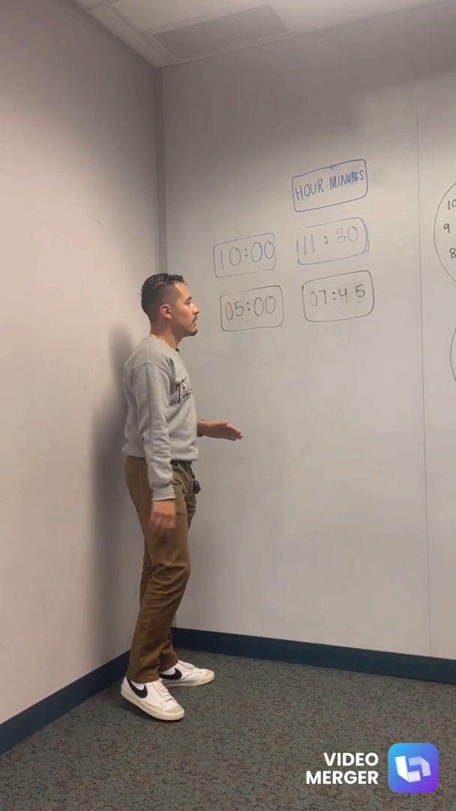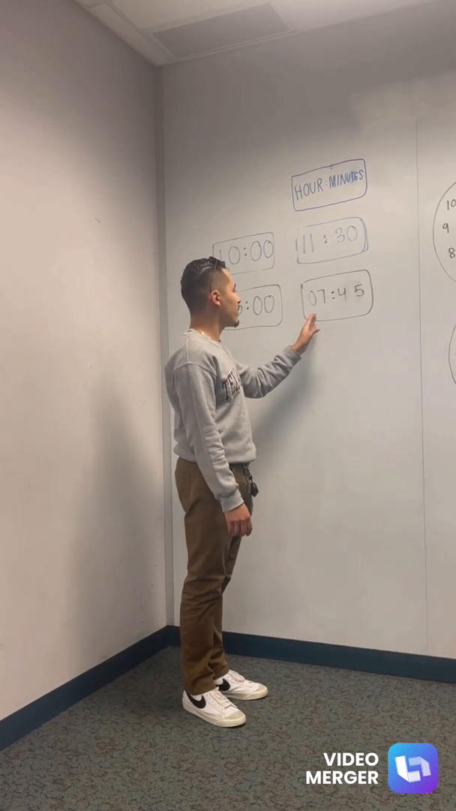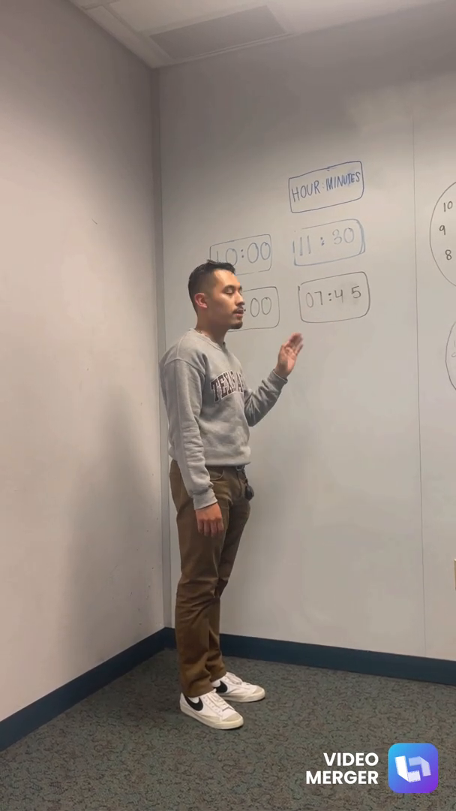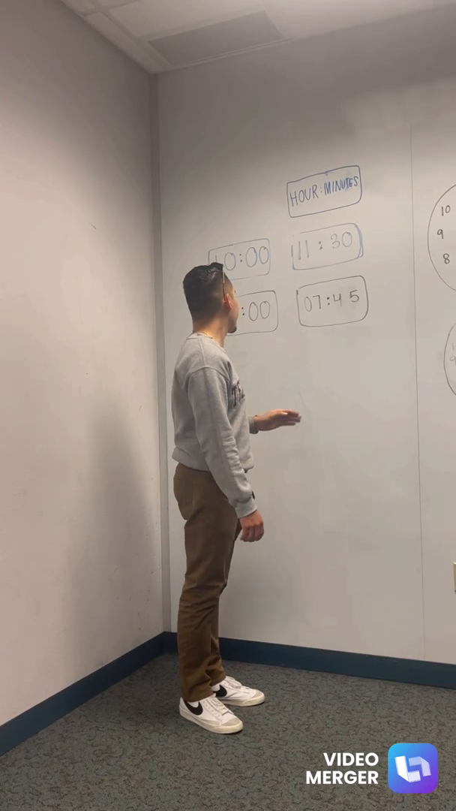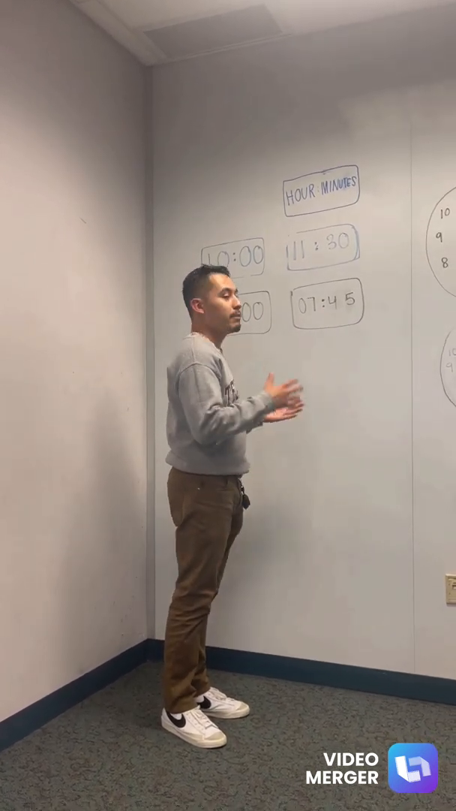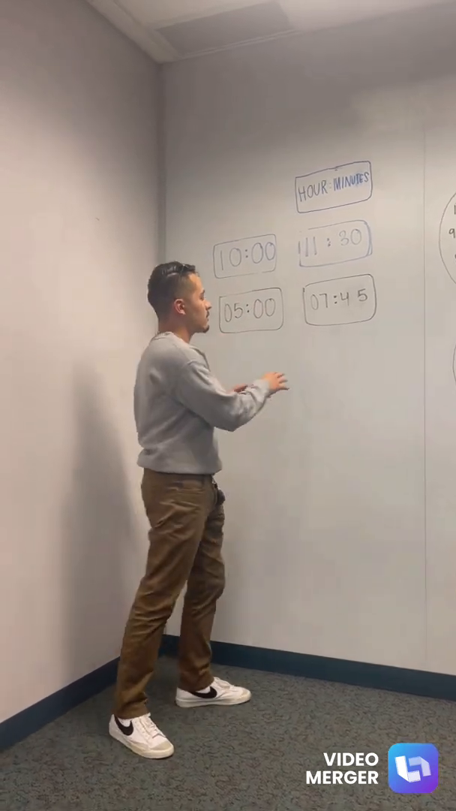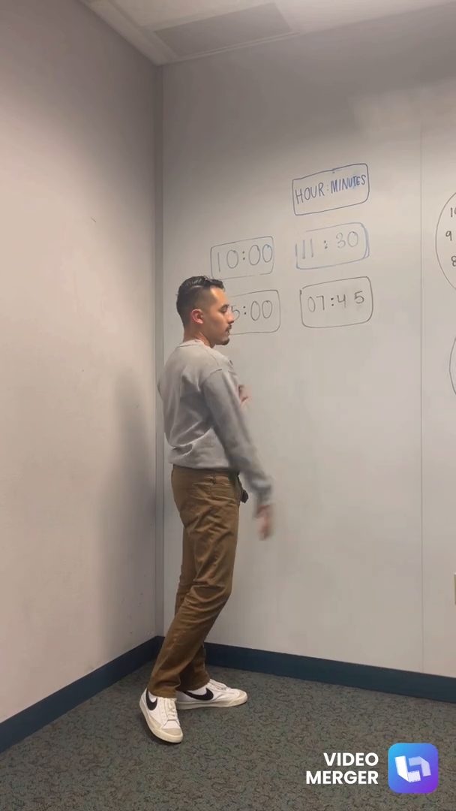Good job. What about this one over here? On the left side, we have a 0 and we have a 7. So we can say that is the hour 7. If we look at the right side, we have a 4 and a 5. So we can say that 45 minutes have passed within that hour. So it's 7:45. Very good.